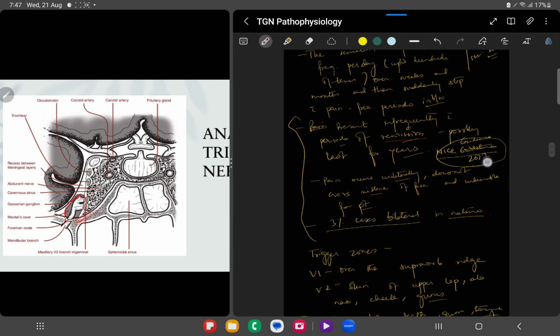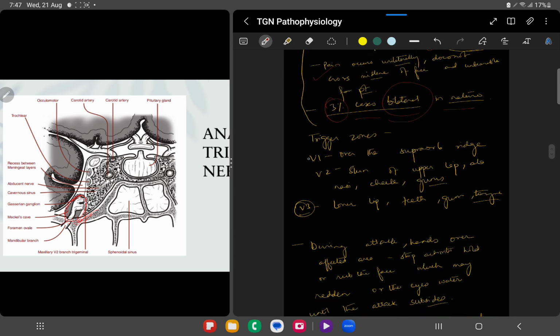According to NICE guidelines in 2017, pain occurs usually unilaterally and very rarely crosses the midline. Even if it crosses the midline, in 3% of cases it has been found to be bilateral. Now the trigger zone for the first division is over the supraorbital ridge. In the second, it is the skin of the upper lip, ala nasi, cheek and gums. In the third division, we have the trigger zones as lower lip, teeth, gums, tongue.